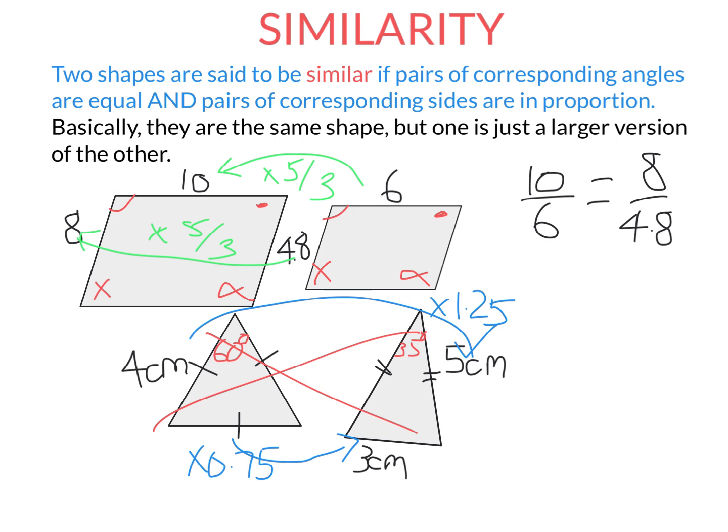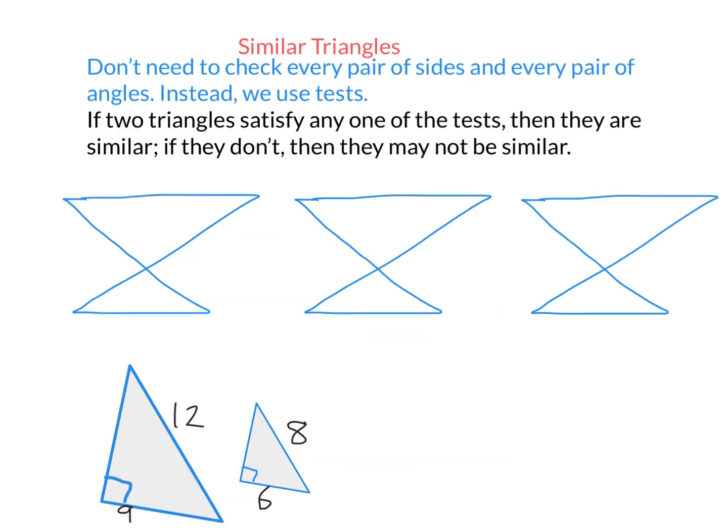All right, let's now look a bit more specifically at triangles. We're going to look at situations where you have two triangles and you have to determine whether or not they're similar. For triangles, it's actually a bit easier. You don't need to check that every pair of sides is in proportion and that every pair of angles is equal. Instead, you use one of 4 tests. If the two triangles satisfy one of the tests, then they are similar. If you can't use any of the tests, they may or may not be similar.